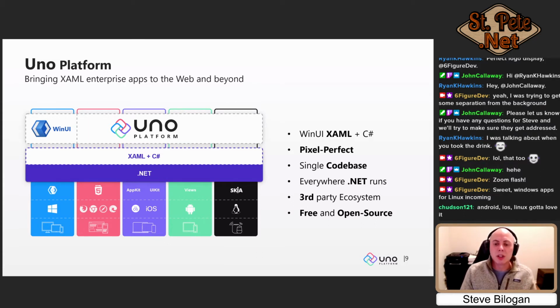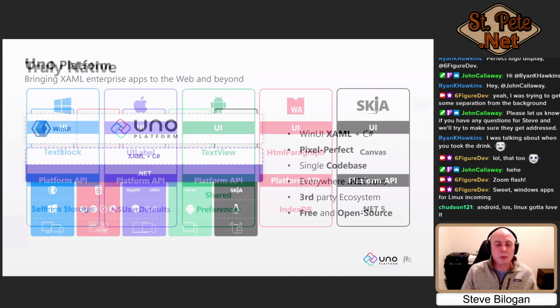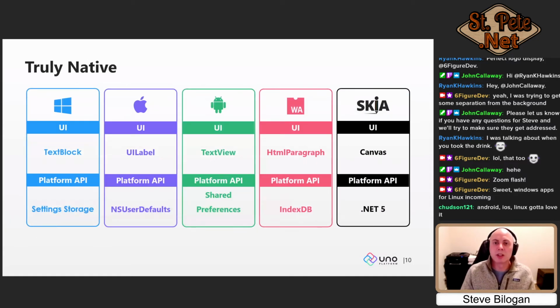And with that, we wanted to reach even more platforms. And so we leveraged Skia as a backend to bring WinUI to even more platforms. So now WinUI can be bridged over to things like Linux and WPF or Windows 7 applications. And it runs like anywhere .NET runs, really.